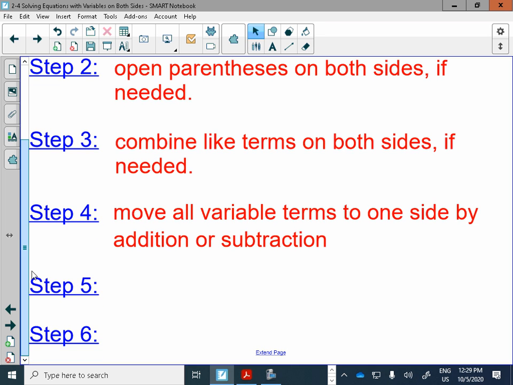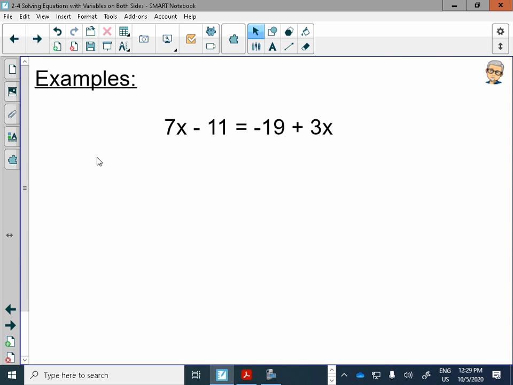At this point, you basically have a two-step equation, and if you remember with a two-step equation, you undo any addition or subtraction first, and then you undo any multiplication or division. Well, let's take a look at these steps in action.